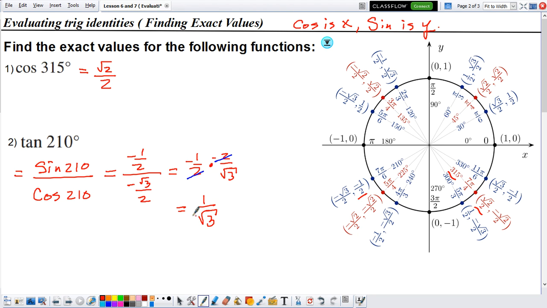But when we're talking about trig, you need to know how to rationalize the denominator. So we need to multiply square root of 3 top and bottom because you never want a square root in the denominator. So now this just becomes square root of 3 over 3.